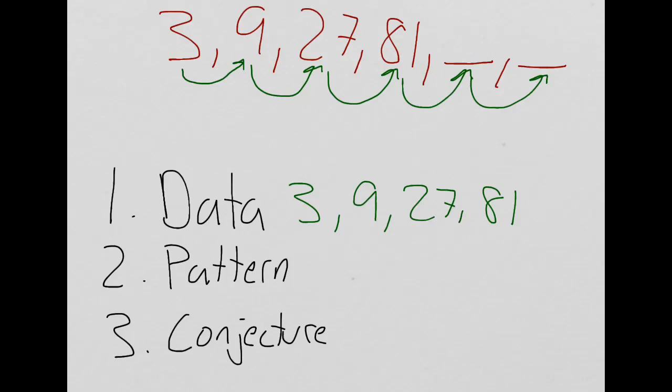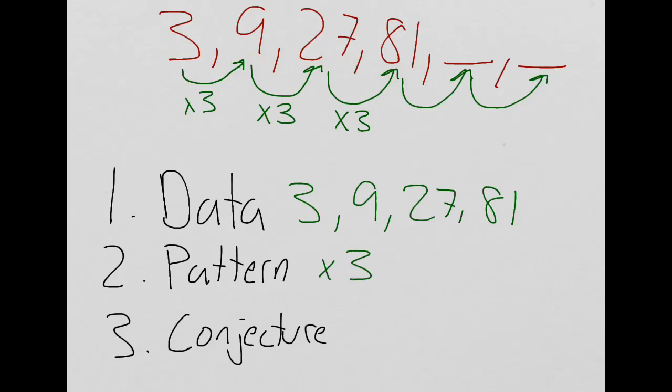Well, I notice that if I multiply 3 times 3, I get 9. Also, if I multiply 9 times 3, I get 27. Awesome, we're on a roll. And if I multiply 27 by 3, I do in fact get 81. So the pattern that I'm noticing here is that I multiply by 3 each time.